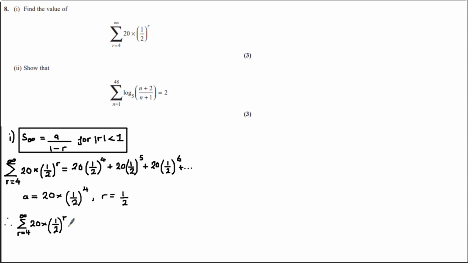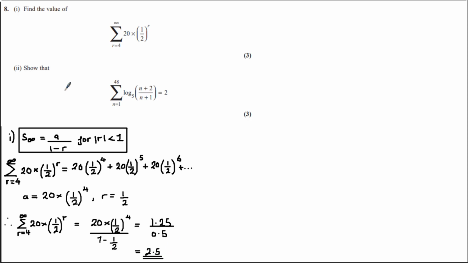So therefore, the sum to infinity is equal to the first term, 20 multiplied by a half raised to the 4, divided by 1 minus the common ratio, 1 minus a half, which if you put into your calculator is equal to 1.25 over 0.5, giving us an answer of 2.5.